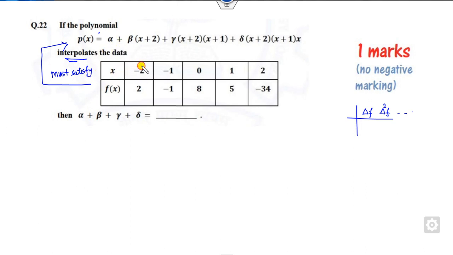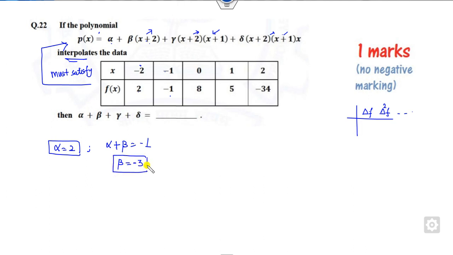For example, when x is minus 2, this part will be 0. This is 0, this is 0. So it means alpha is 2. This is the first equation. Now when you substitute minus 1, this part will be 0 and this part will be 0, so only these two remain. That is alpha plus beta times the value at minus 1. So when alpha is 2, what is the value of beta? It is minus 3.